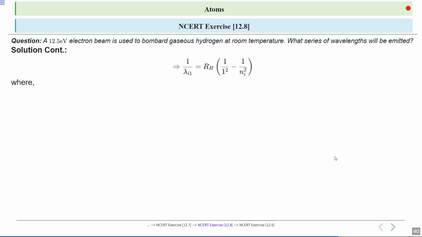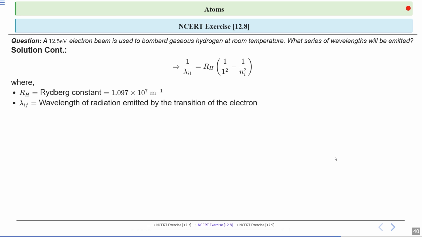Let's clarify what each part of this formula means. Here RH is the Rydberg's constant, which has a value of 1.097 times 10 to the power 7 per meter. Lambda i1 represents the wavelength of the radiation emitted when an electron transitions from a higher energy level to the ground state, the first energy level.